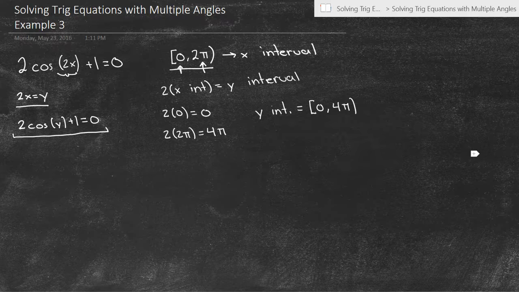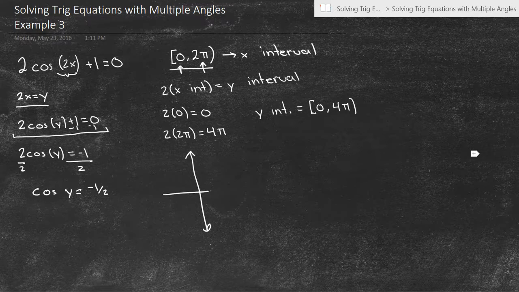Okay, so now we know how to solve this one. The process is always to get the trig function by itself. So 2 cosine y equals -1. I subtracted 1 from both sides. Now I'm going to divide by 2 to get rid of that, and it's going to be cosine y equals -1/2.